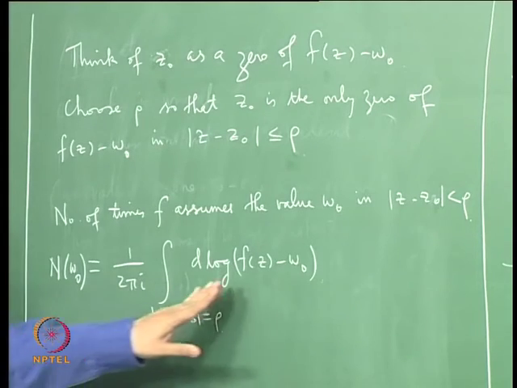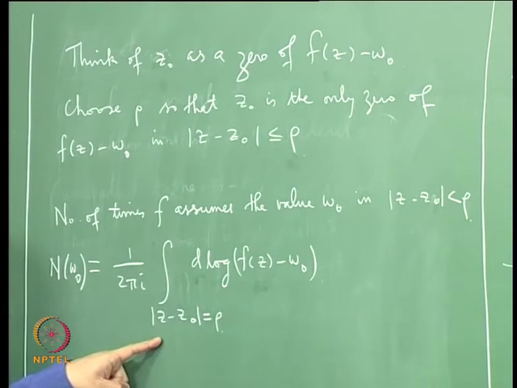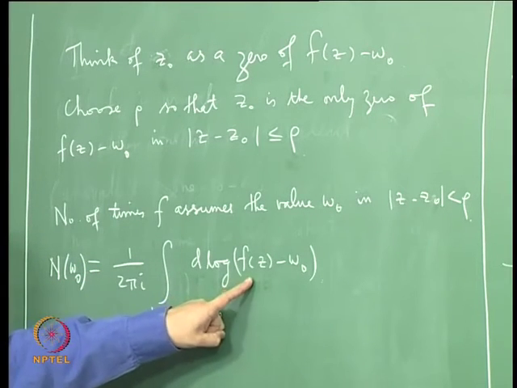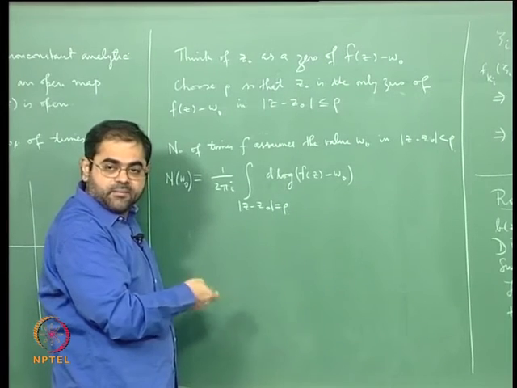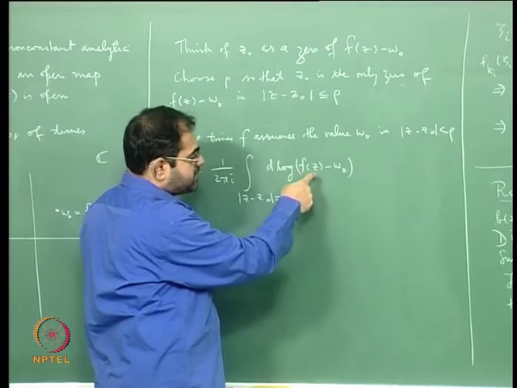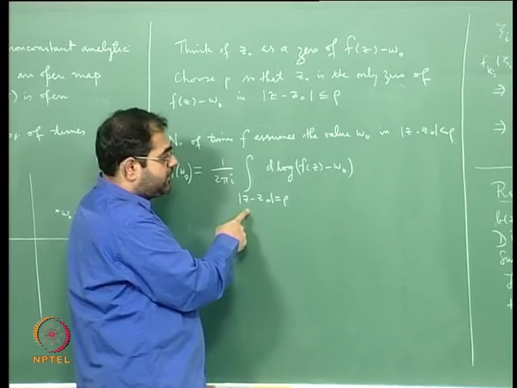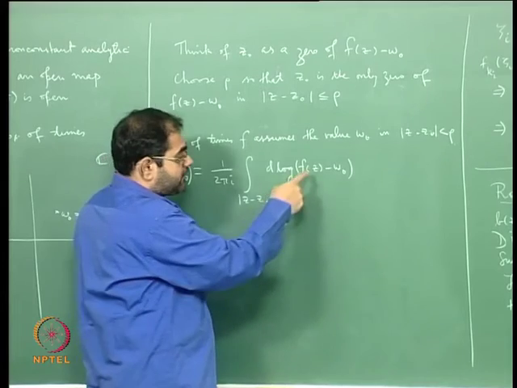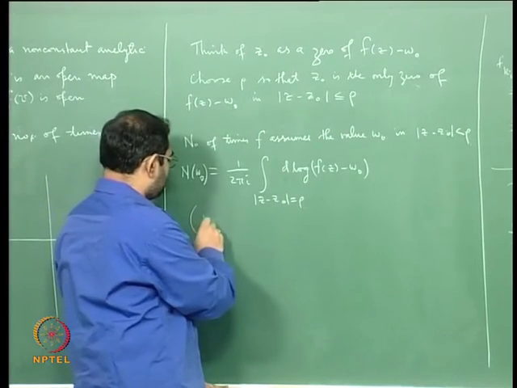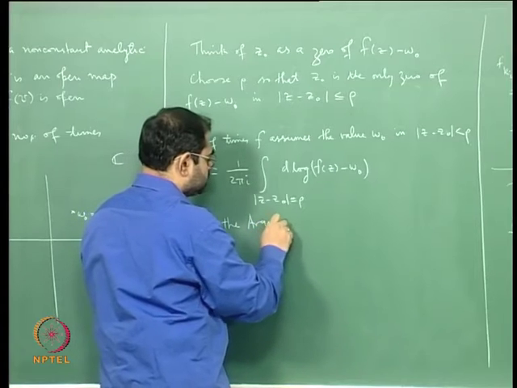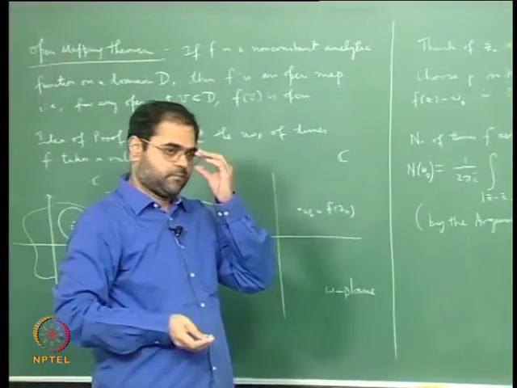The argument principle tells you that if you take d log of something and integrate over a simple closed curve and divide by 2 pi i, you will get the number of zeros of that inside the closed curve. So this will give me the number of zeros of f of z minus omega naught, and they will be exactly the number of points in the region enclosed by this circle, namely the disk centered at z naught with radius rho, where f takes the value omega naught. This is again just the argument principle, or the counting principle.